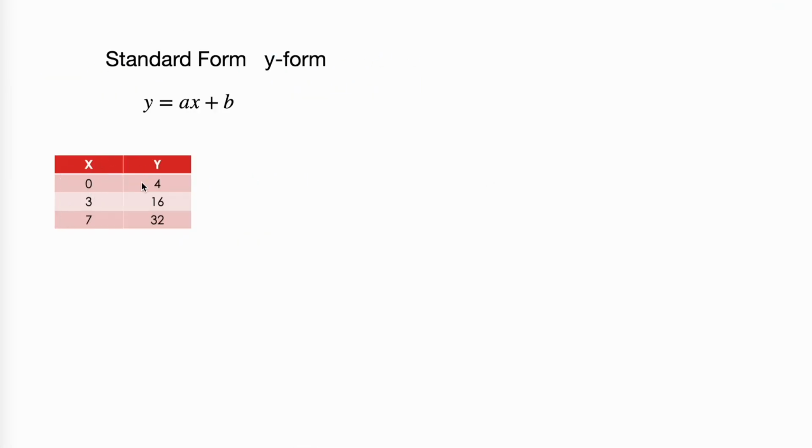Let's look at an example. We have a table of values. We can figure out the equation from the table of values. The slope, the a, is delta y over delta x, which is y2 take away y1 over x2 take away x1. Pick a pair of points. I'm going to do 0 and 4 as my point 1, and my point 2 is 3 and 16. The delta y would be 16 take away 4, divided by the x2, the 3, take away the 0, which is 12 divided by 3, which is 4. The slope is 4. Then we have y is equal to 4x plus b.